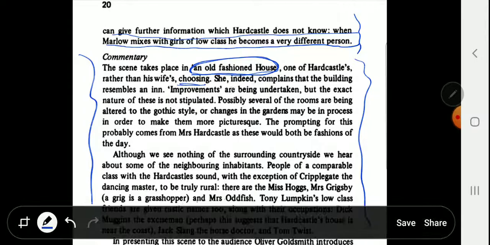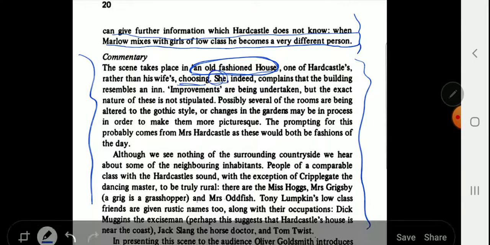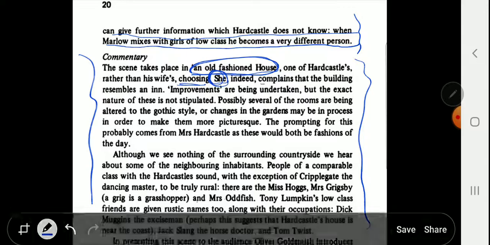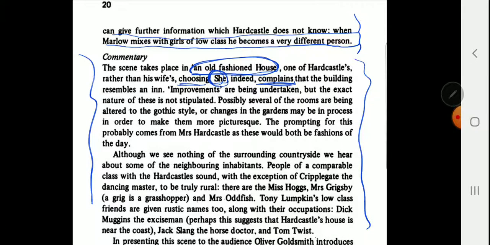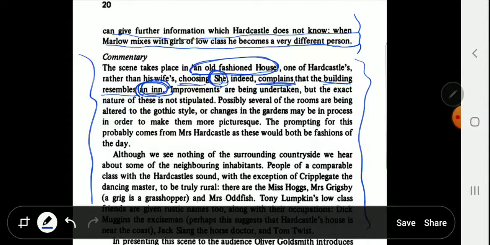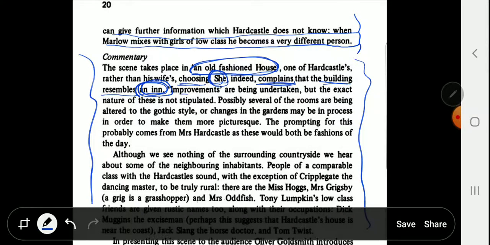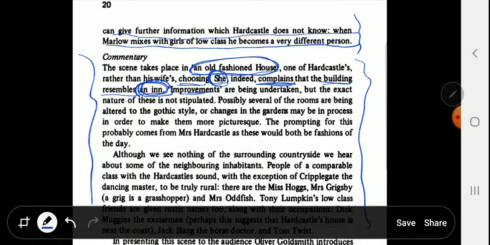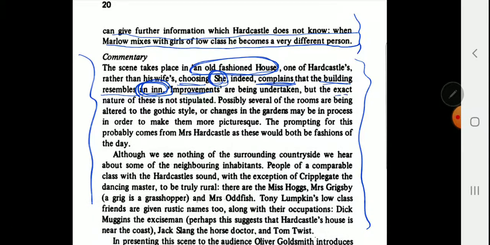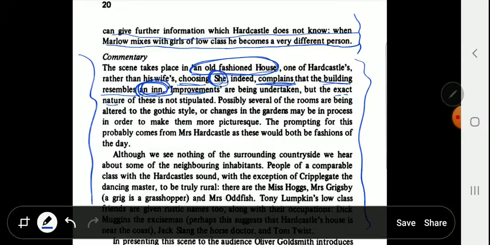We see that Mrs. Hardcastle, at the beginning of the play, complains about the building of the house, because she says the building truly resembles an inn, and this is why Marlow and Hastings later in the play mistake the place for an inn. And then there were a couple of improvements in the play, and the natures of the characters are all shown from the beginning of the play.